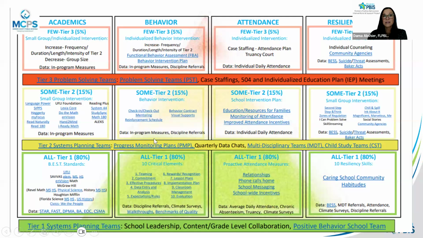When we think of tier 1, we expect or anticipate that about 80% of students are going to respond favorably to the tier 1 instruction. And they've done a nice job of thinking about what that might look like or given examples when you think about academics, behavior, attendance, resiliency, and again, some hyperlinks so that folks can access any sort of documentation or resources around those interventions and supports, but thinking about tier 1 instruction.